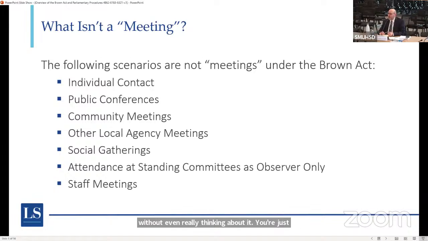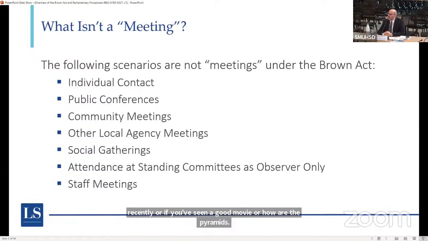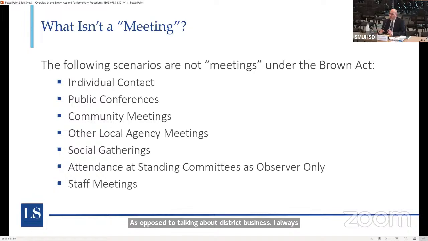So individual contacts are okay. Going to public conferences are okay. You can go to the CSBA conference, you can sit together, you can go to dinner together. What you can't do is sit there and discuss district business at that conference. So when you go to dinner, you're talking about, you know, the book you read most recently, or if you've seen a good movie, or how are the pyramids, as opposed to talking about district business. I always have to point out to people, whenever somebody sees three or more board members sitting together, what do they assume those board members are discussing? District business, even if you're not. So there's an appearance issue you always have to think about as well.